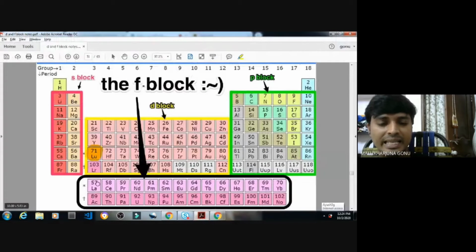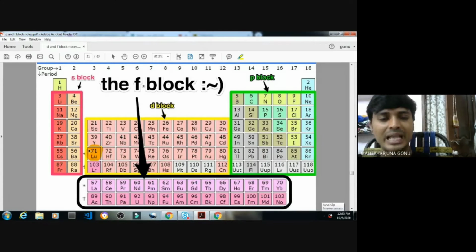You can see La stands for lanthanum, Ce stands for cerium, then praseodymium, neodymium, promethium, samarium, europium, gadolinium. Tb stands for terbium, dysprosium, holmium, erbium, thulium, ytterbium. Er stands for erbium, Yb stands for ytterbium. After that lutetium comes. That is the reason you can see lutetium here, which is 71.